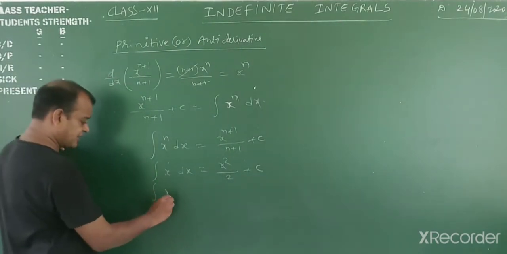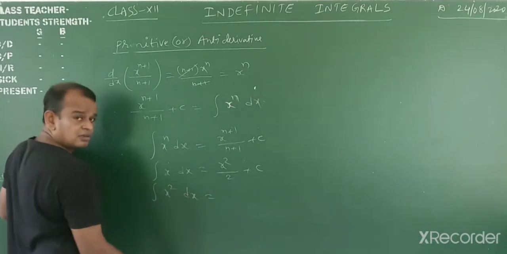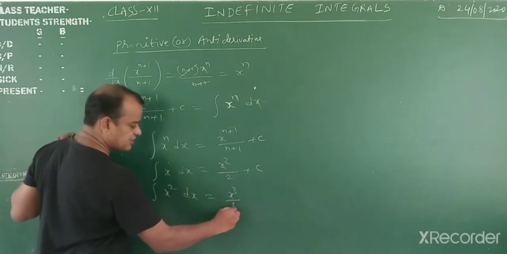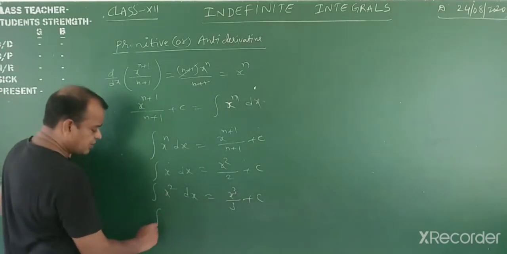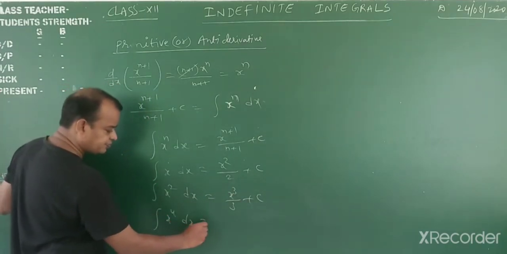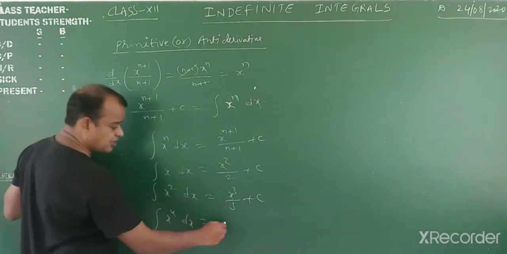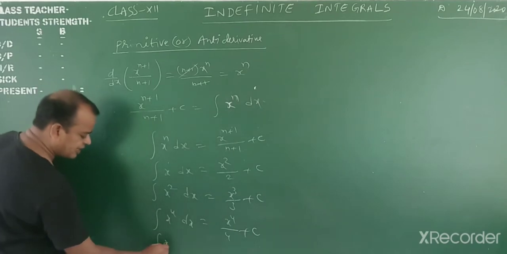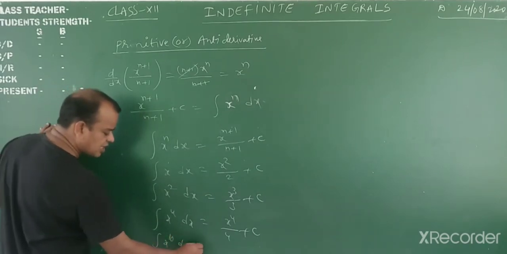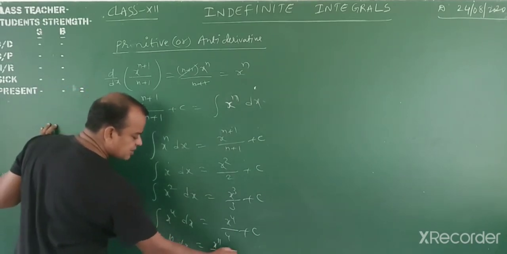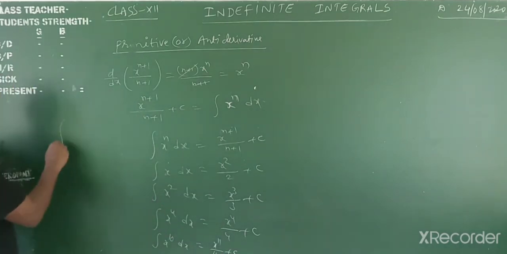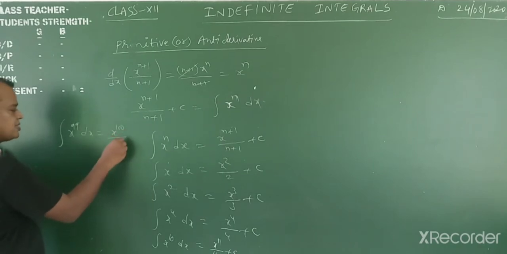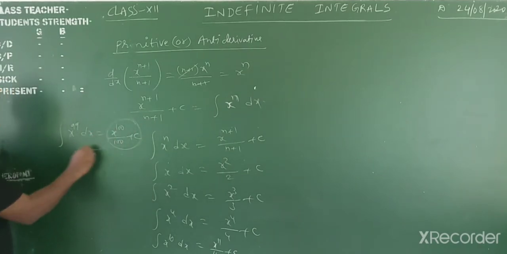Now x square dx. What happened? Develop the formula: x square means plus 1, x cube by 3 plus c. Understood or not? For example, x^4 dx gives x^5 by 5 plus c. Suppose x^100 dx, or x^10 dx: x^11 by 11 plus c. Okay, my dear friends. Now suppose x^99 dx: x^100 by 100 plus c. This is the primitive of this one.